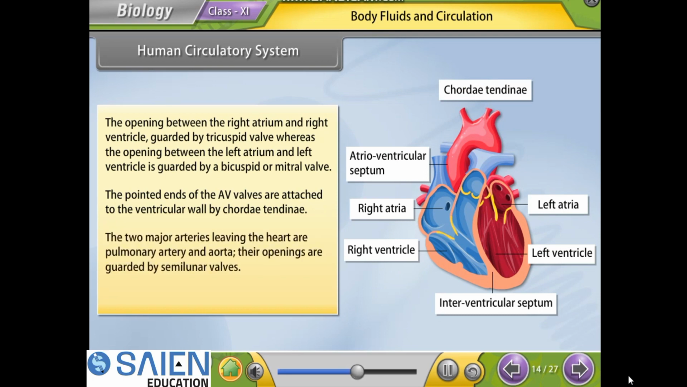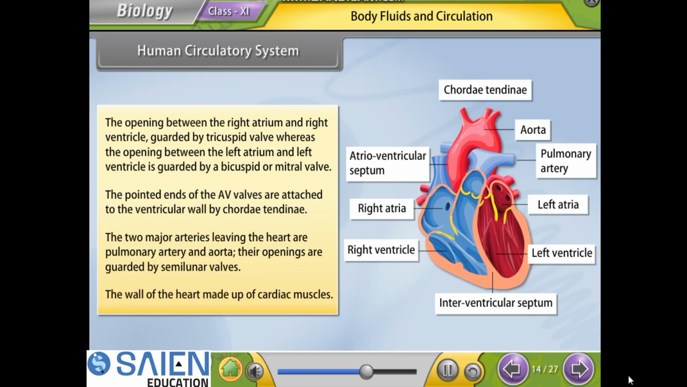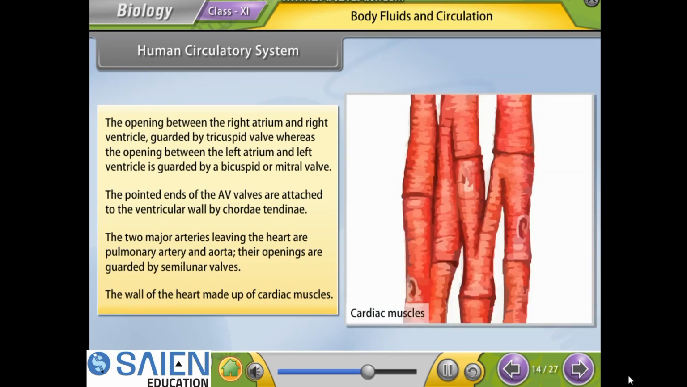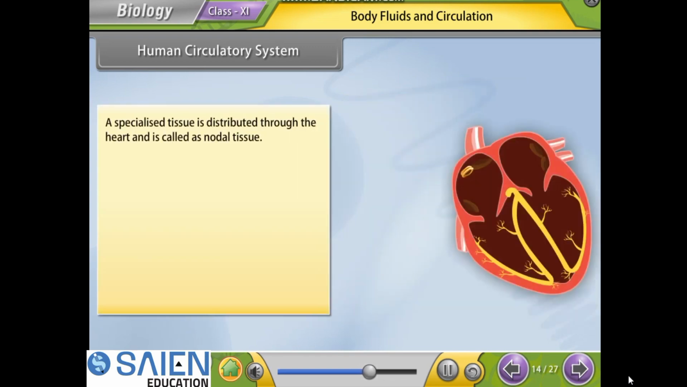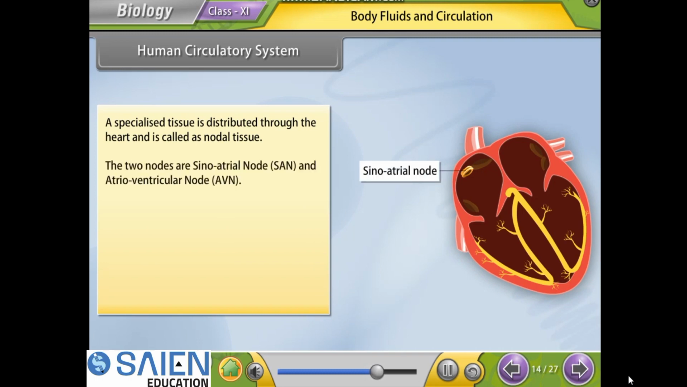The 2 major arteries leaving the heart are the pulmonary artery and aorta. Their openings are guarded by semilunar valves. The wall of the heart is made up of cardiac muscles. A specialized tissue is distributed through the heart and is called nodal tissue. The 2 nodes are sinoatrial node and atrioventricular node.